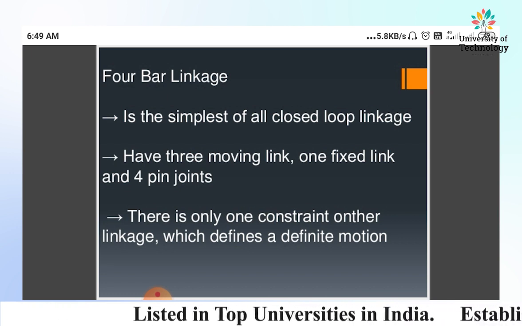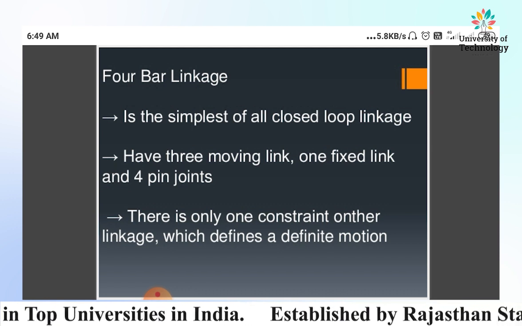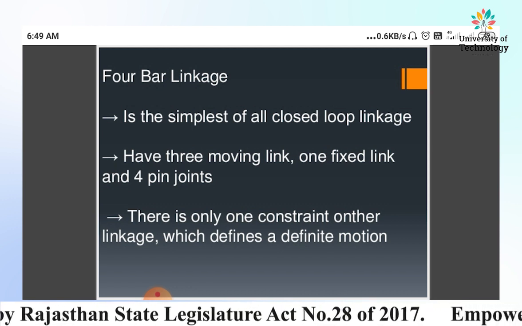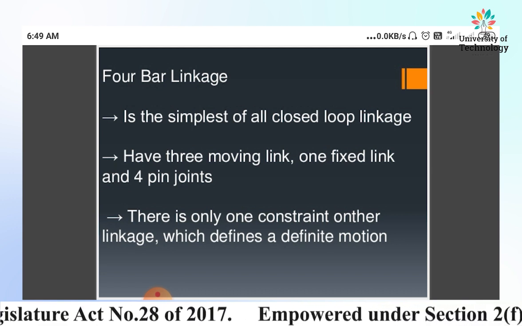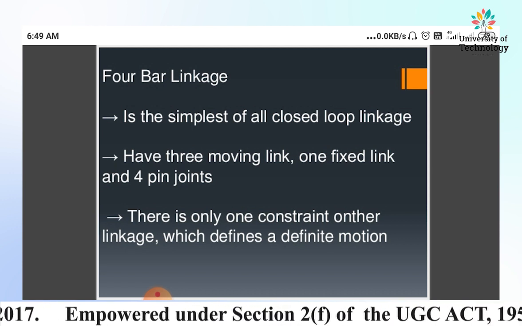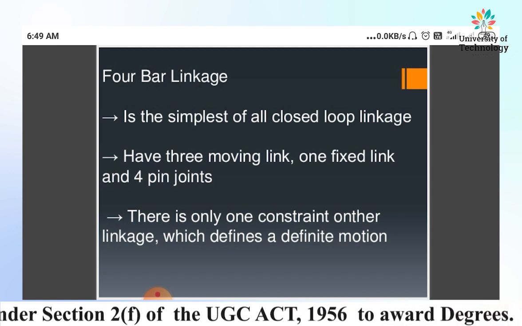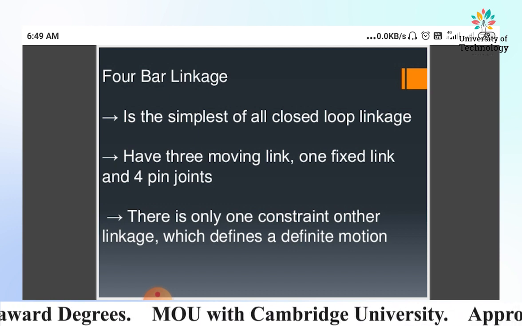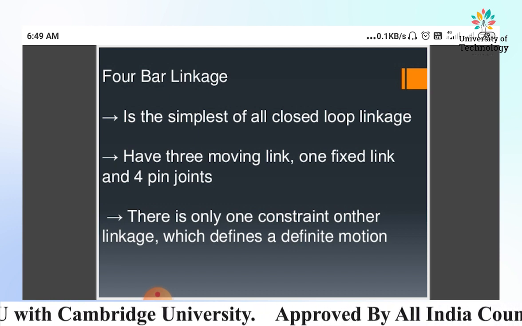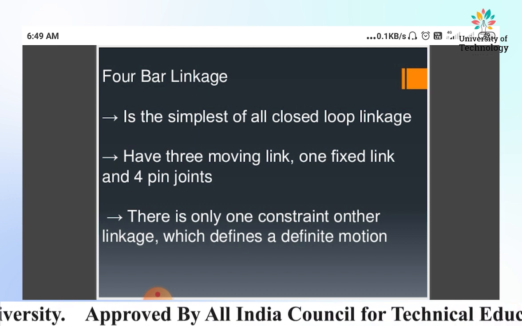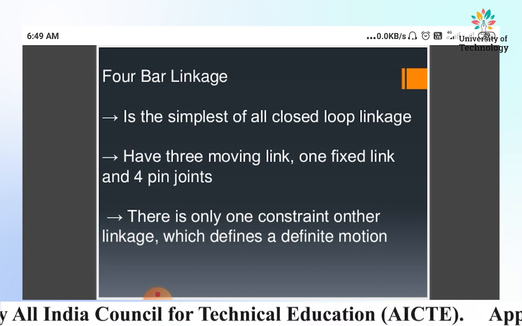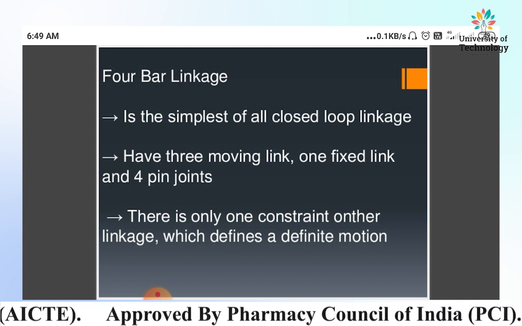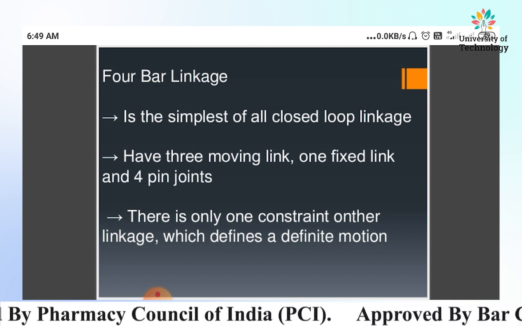Four-bar linkage. What is the four-bar linkage? The four-bar linkage is the simplest of all closed-loop linkages, and it has three moving links, one fixed link, and four pin joints. There is only one constraint on the linkage which defines a definite motion.